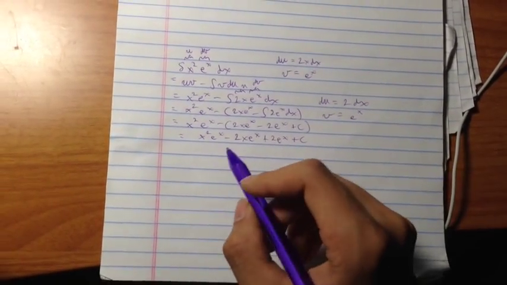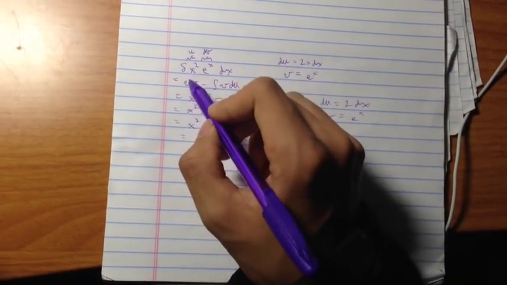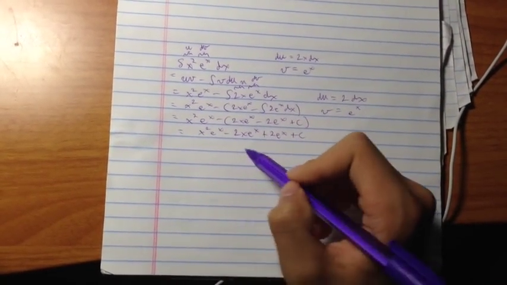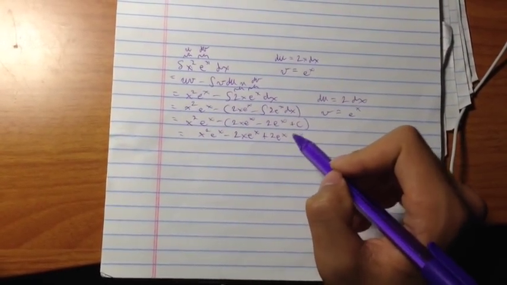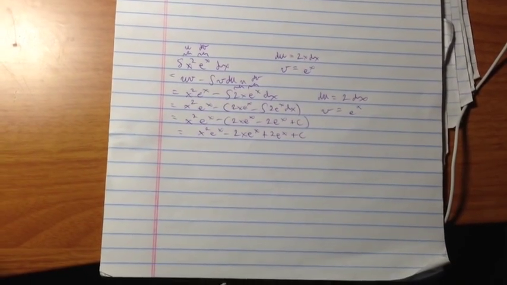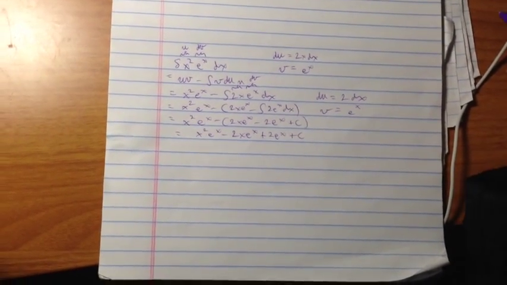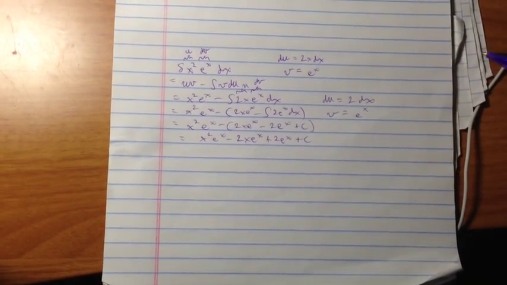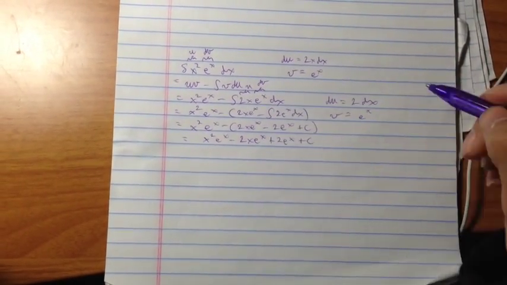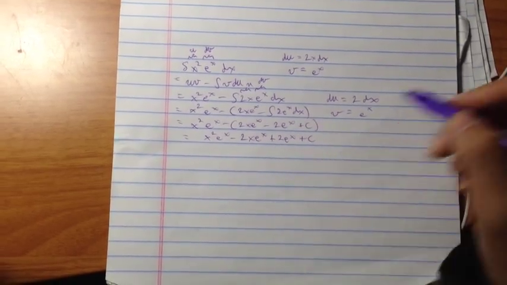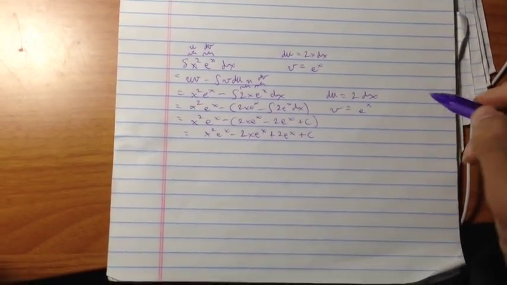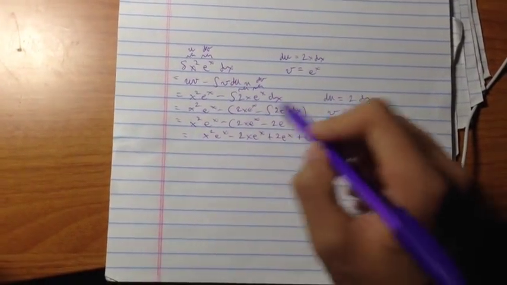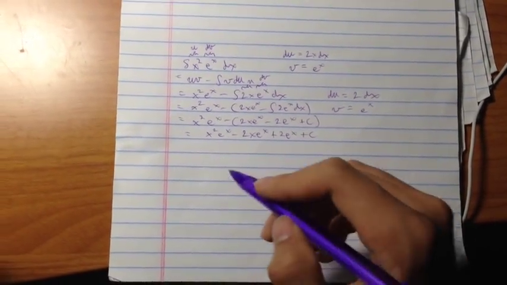So we end up getting that the integral of x squared times e to the x dx is equal to x squared times e to the x minus 2x times e to the x plus 2e to the x plus c. So what can be taken away from this problem is that the integration by parts formula can be applied multiple times, so that each resulting integral can be solved.